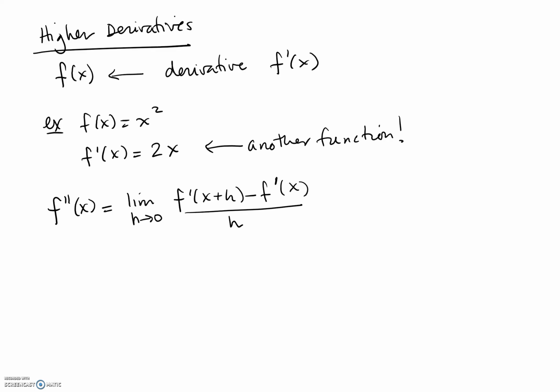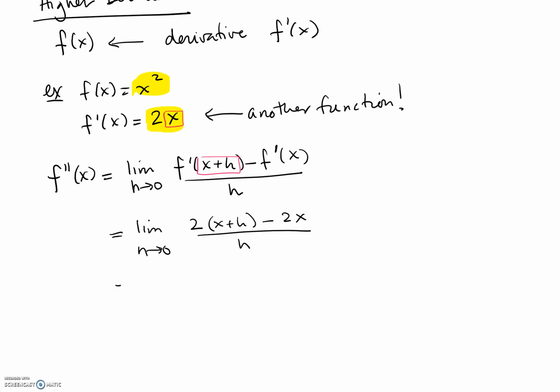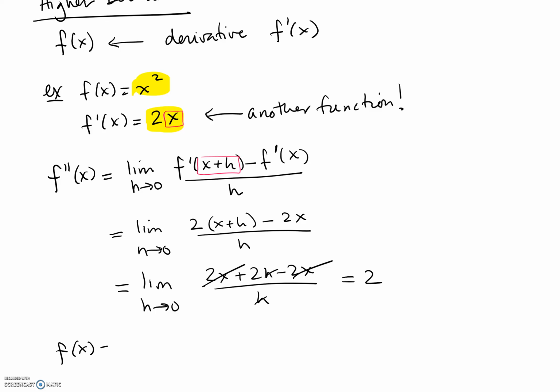In other words, I had a function that gave me a derivative who's also a function. Now I can take the derivative of the second guy and get another function. So once I put that in my 2x function and simplify, looks like these guys cancel and the h's cancel, and I just end up with 2. In other words, if the function is x squared, its derivative is 2x, and its derivative, meaning the second derivative of the original function, is 2.